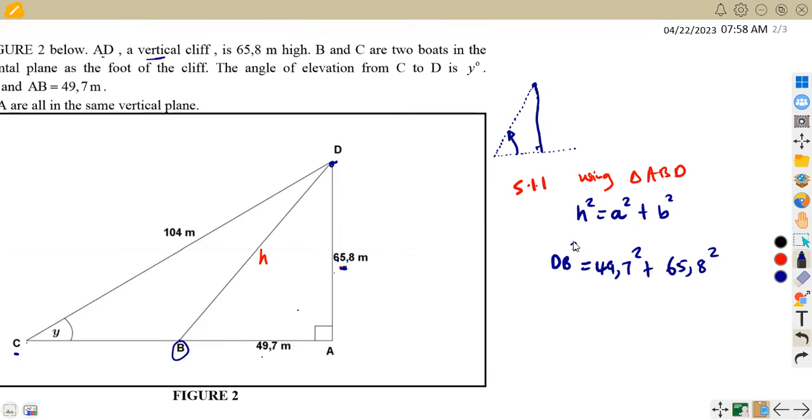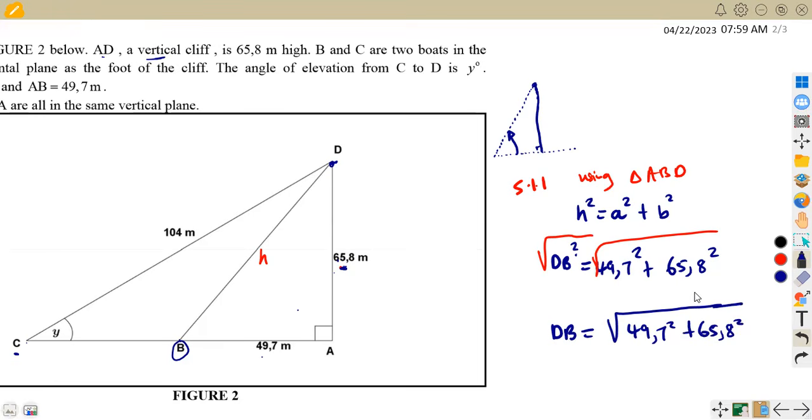In this case, as we can see, DB is affected by the square. So to remove this square, we introduce the square root on both sides. The moment we introduce the square root, we are removing the square. So DB is going to be the square root of 49.7 squared plus 65.8 squared. The square root of everything here is going to give us DB or BD. If you simplify properly on your calculator, you're going to obtain 82.46047 and so on.